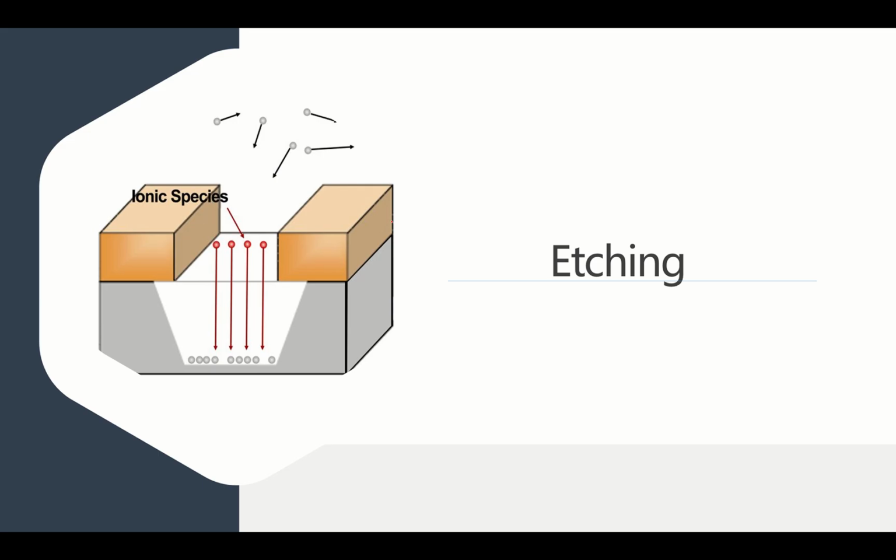So today we'll talk about etchings, including wet etch and dry etch. Here we can see after the photolithography, here's a PR. Then we define the area we want to do etchings. Then we start doing etchings to etch the substrate. And we'll talk more about it later.